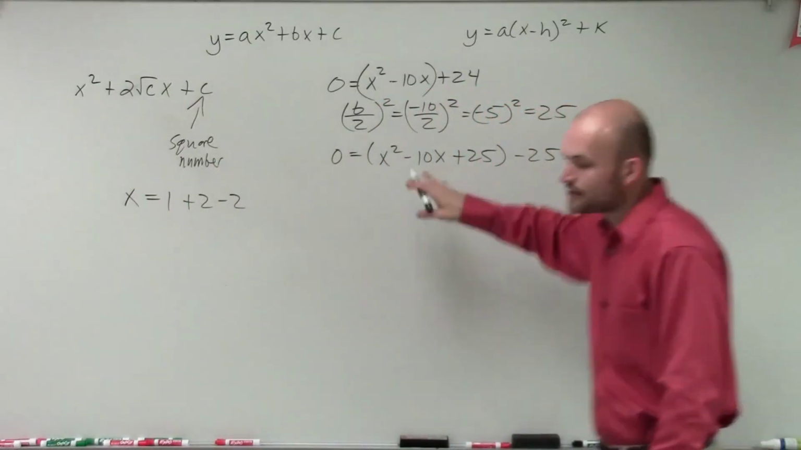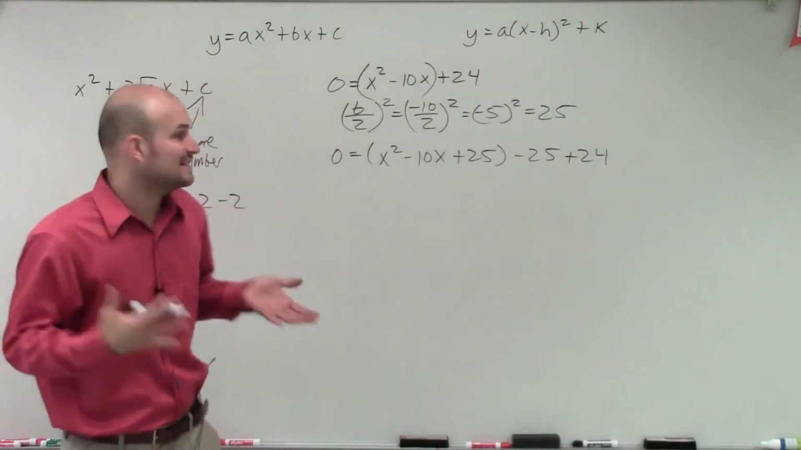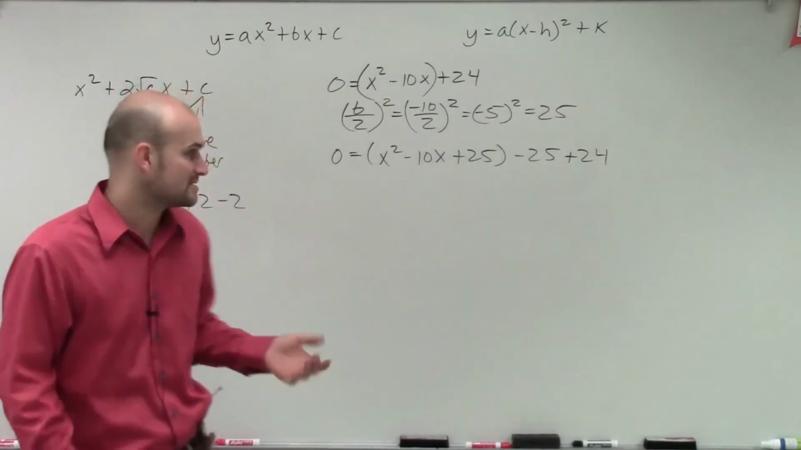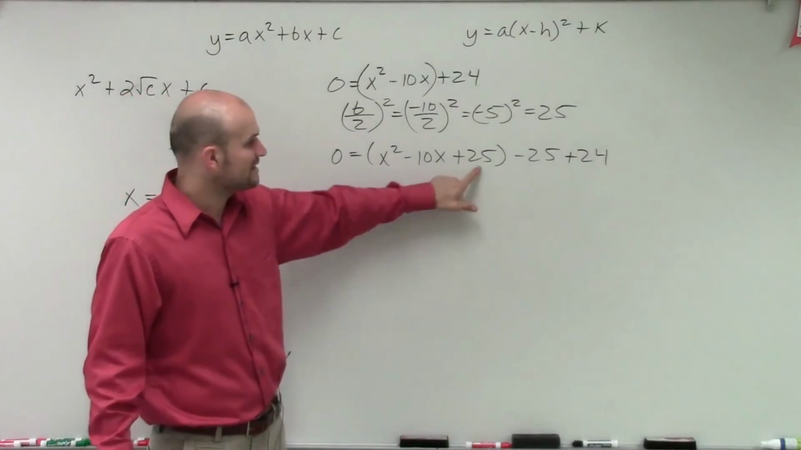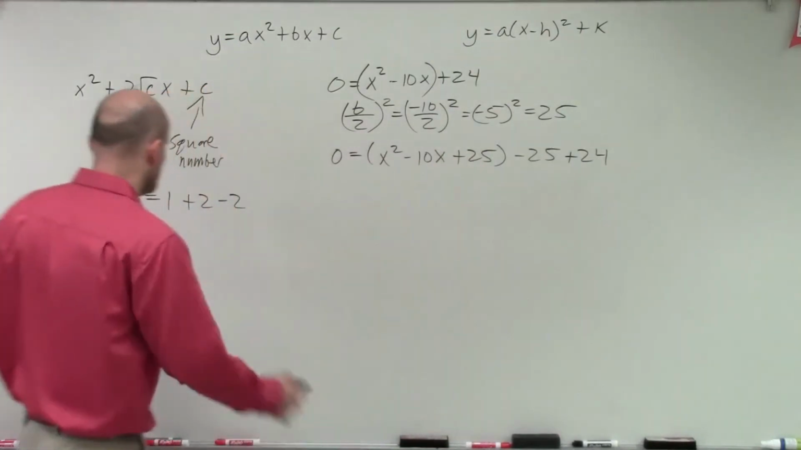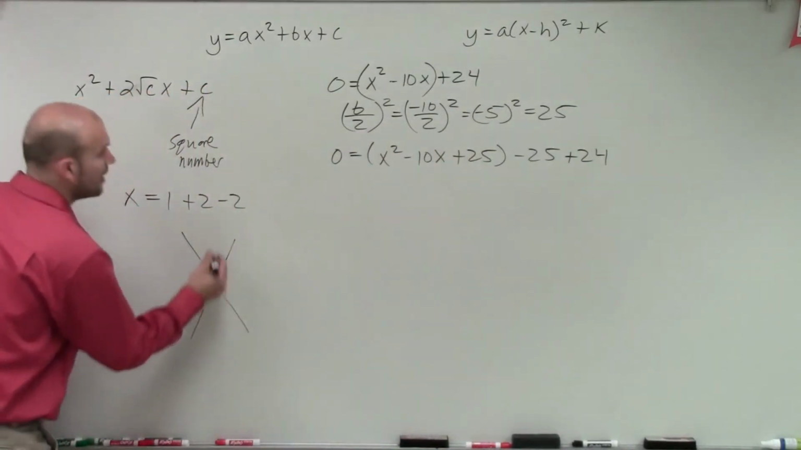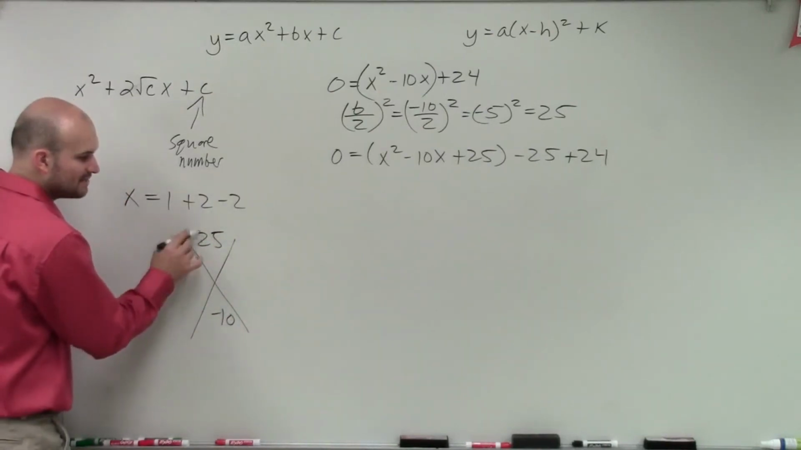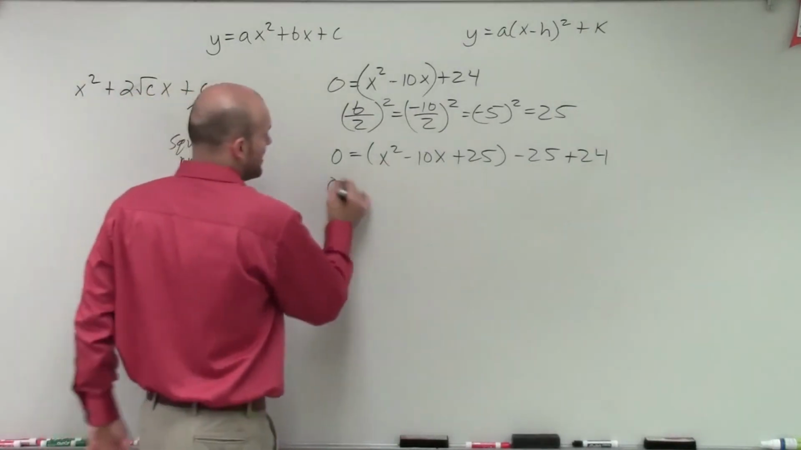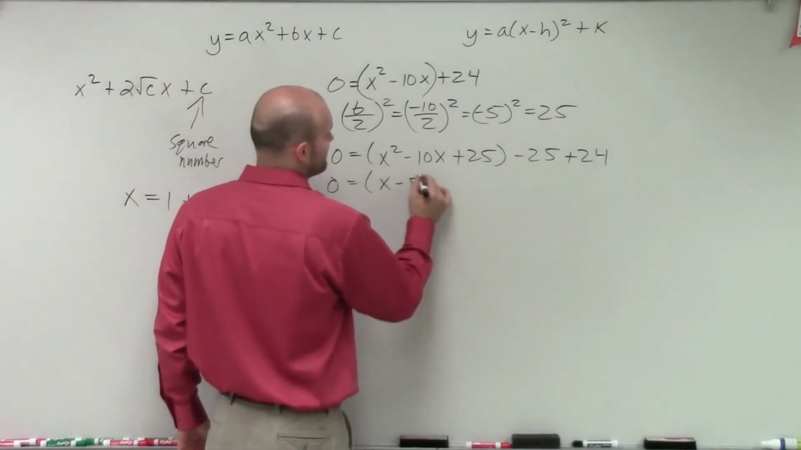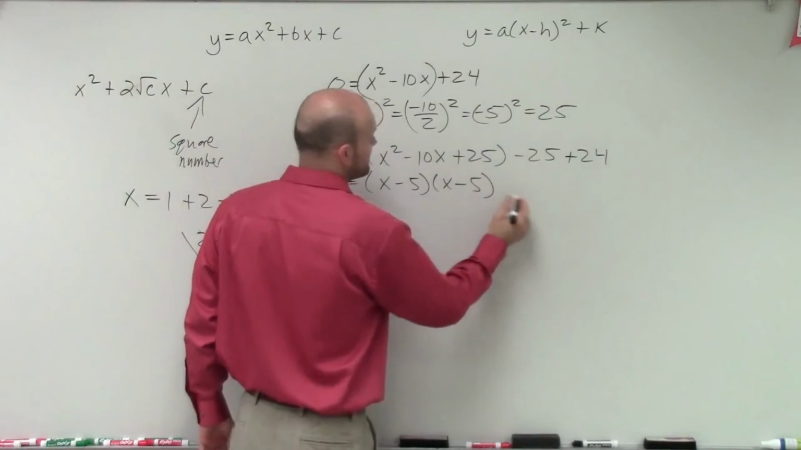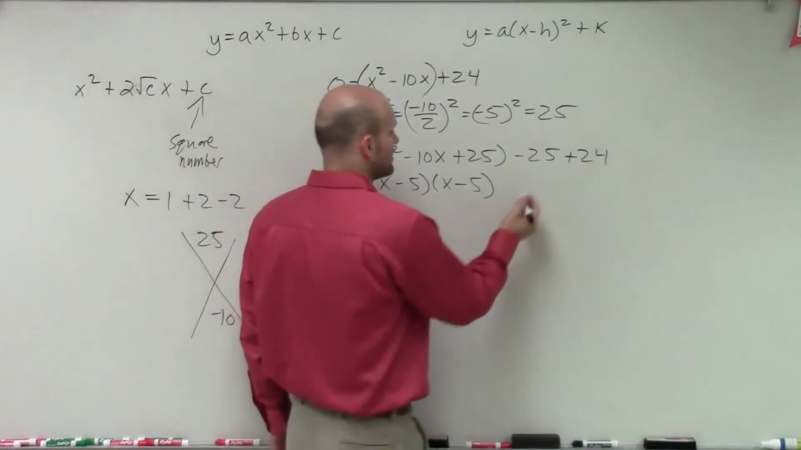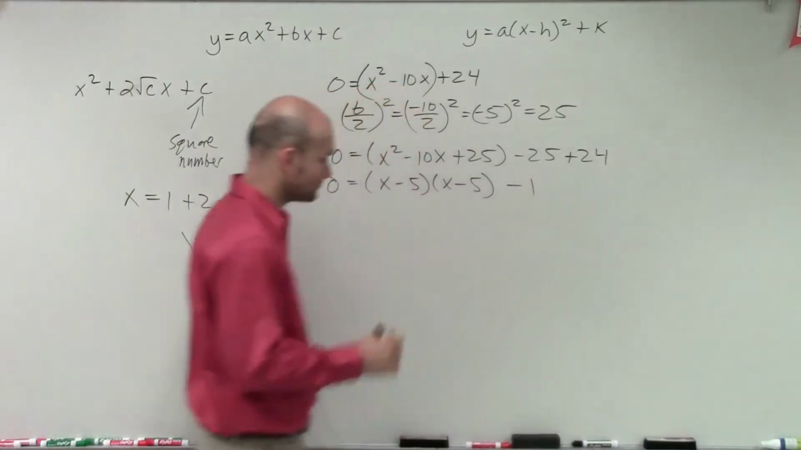All right, so now I created my perfect square trinomial. Now what I need to do is factor this down. And we practice a lot of factoring perfect square trinomials. Remember, for a perfect square trinomial you need to make sure your c is a squared number. And you can use the diamond method if you want, or the x method: 25, negative 10. What two numbers multiply to give you 25 and add to give you negative 10? And what we get is x minus 5 times x minus 5. And then negative 25 plus 24 is going to equal negative 1.